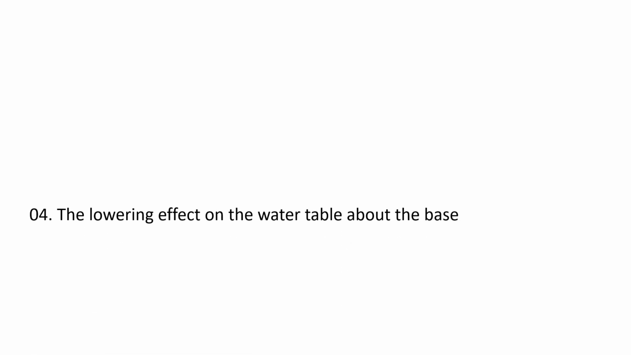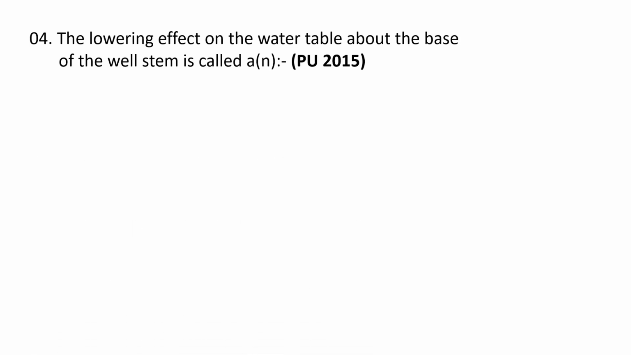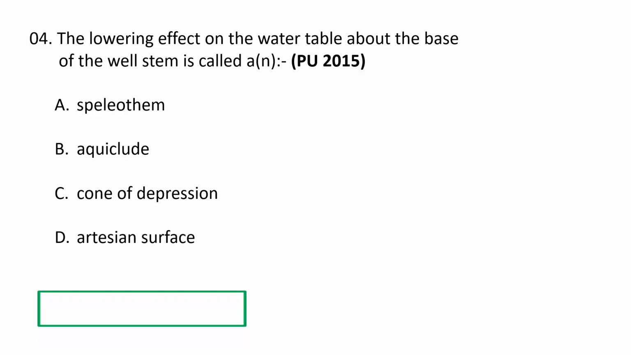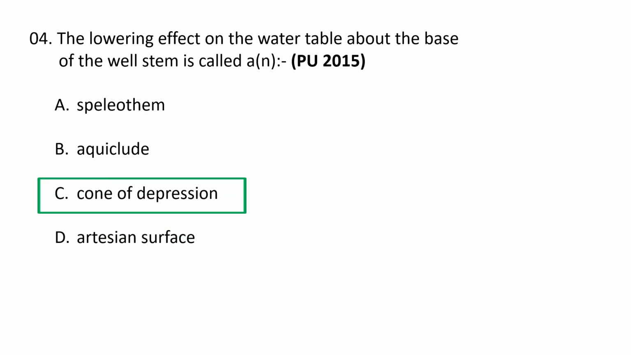Next question. The lowering effect on the water table about the base of the well stem is called A. Speleothem, B. Aquiclude, C. Cone of depression and D. Artesian surface. So the correct option is C. Cone of depression. The lowering effect on the water table around the base of a well stem, caused by pumping, is called the cone of depression. C is the correct option.